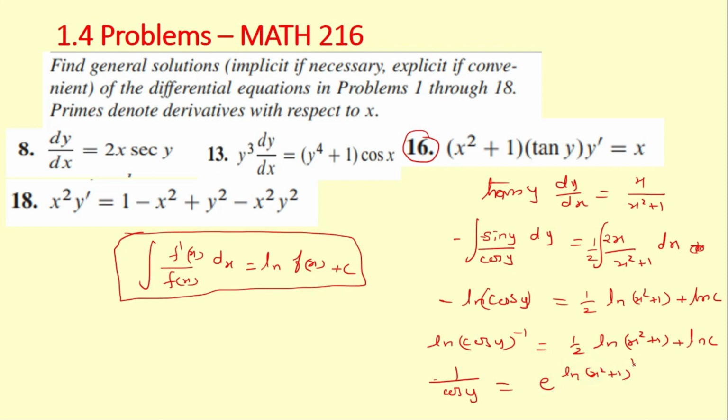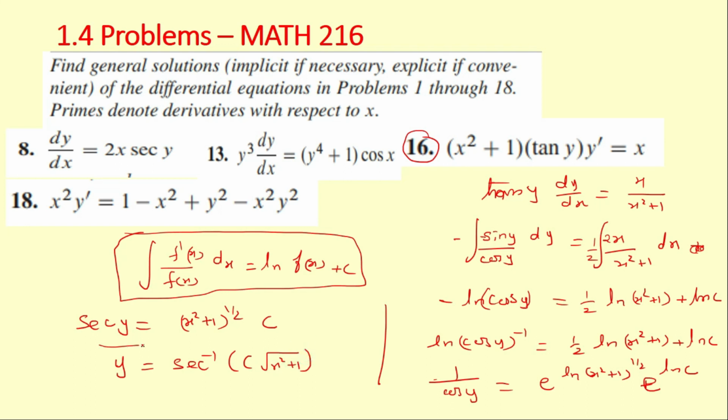this half to the power of this term, plus, and you know the ln c will be in the power, so you can write by power rule e power ln c. And what happens to the left hand side when you write 1 over cosine y, this is secant y, in the right hand side it will be x square plus 1 to the power half into c. So y, when you take secant inverse on both sides, y will be secant inverse of c times square root of x square plus 1. That will be the end of problem number 16.